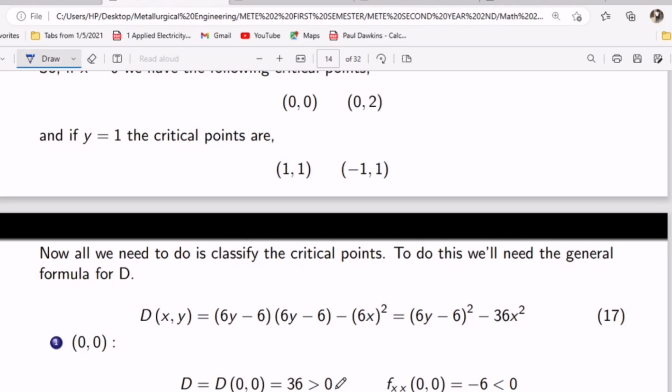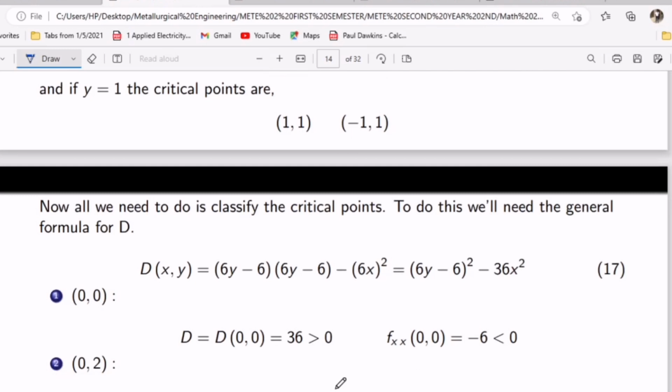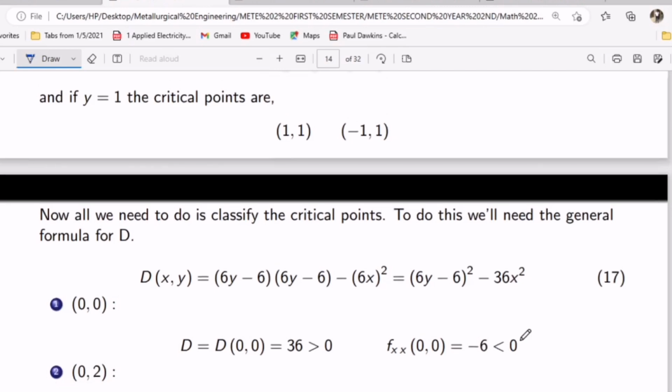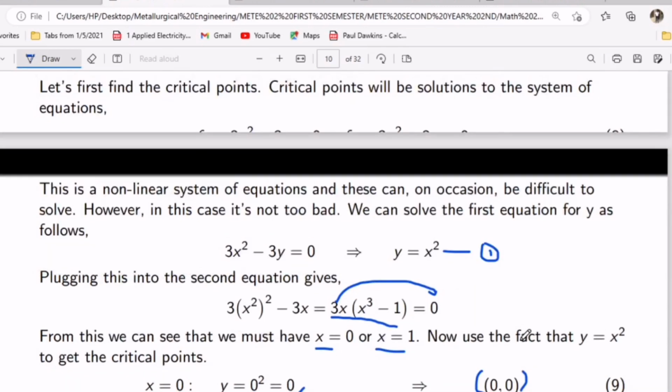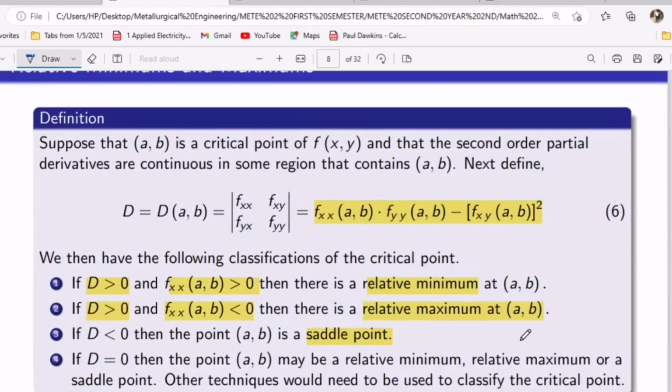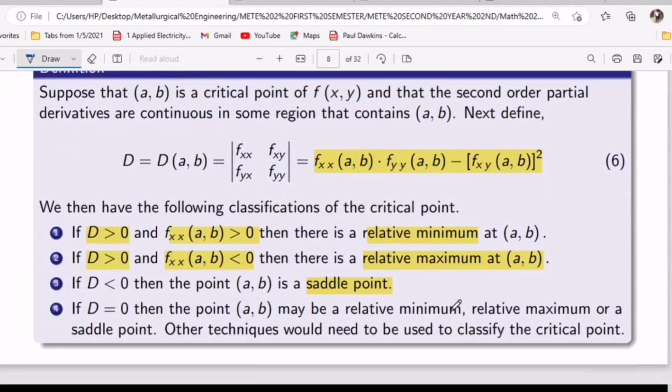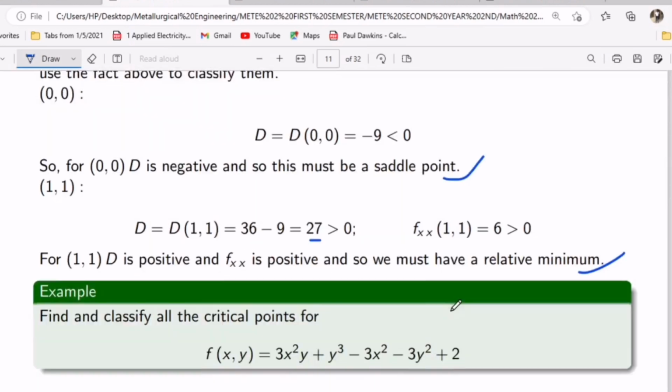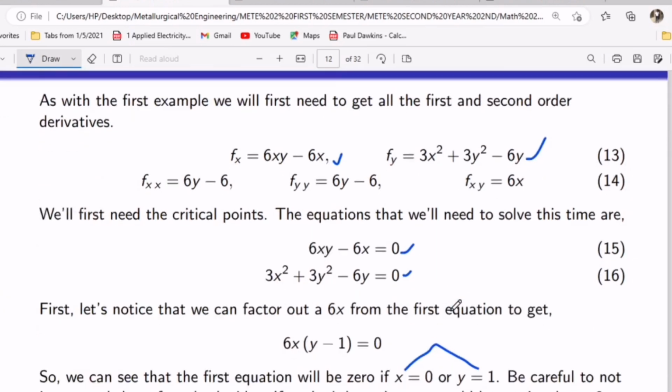And if D is greater than 0, you can get minimum or maximum. But what you use to differentiate is f of xx. If f of xx is greater than 0, then what does it mean? It has something. If it's less than 0, it has something. So in this case, f of xx is what? Less than 0. So if it's less than 0, then it is what? Maximum. So for (0, 0), f of x is what? Maximum. Let's take note of that.